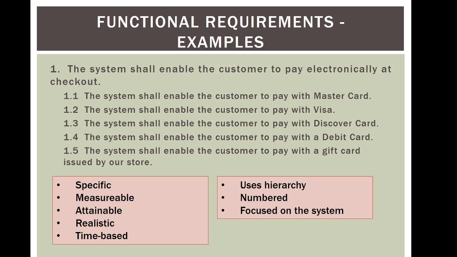All right. So again, these are all SMART requirements: specific, measurable, attainable, realistic, and time-based. Use hierarchy, numbered, and it's focused on the system. All right. And so you might be asking, well, why do we have all these numbers? Why bother? Well, couldn't I just use headings?